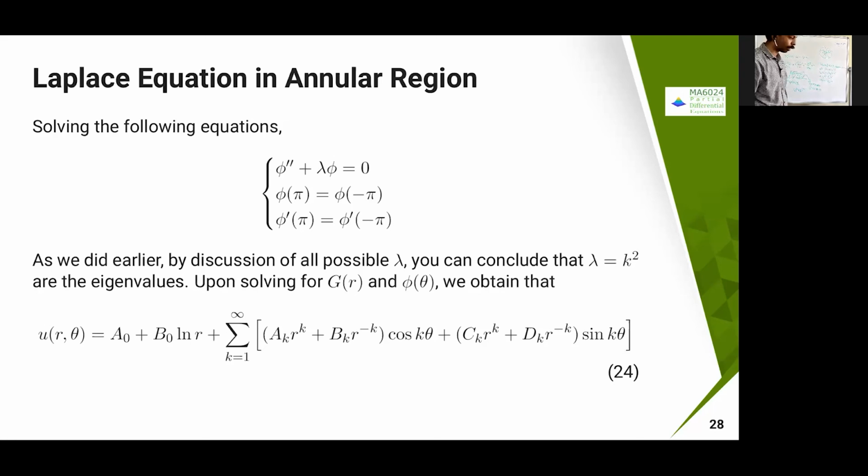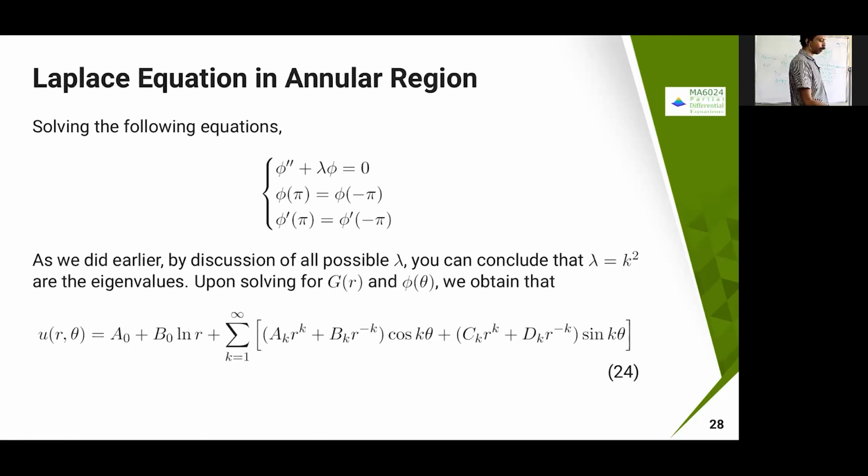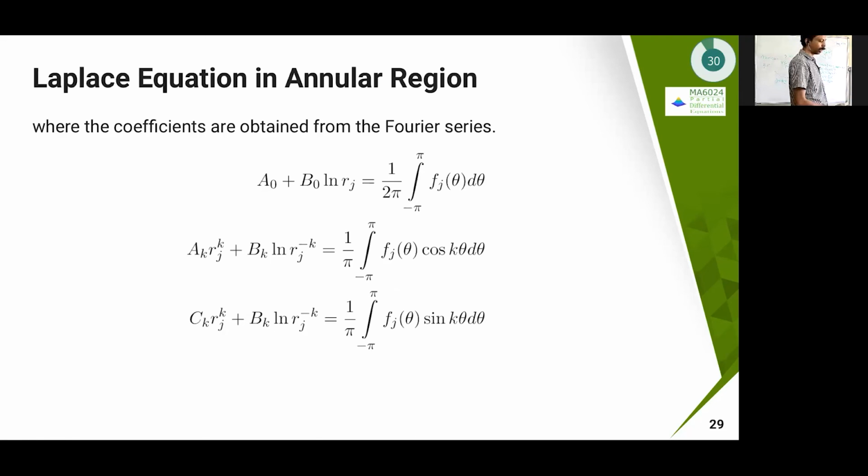So from that you can claim that you are going to get the answer as a_k r power k plus b_k r power minus k, etc., once you apply the product. Here once again you can use the Fourier series logic, where a naught plus b naught ln r_j becomes 1 by 2π times the integral with f1 of theta. If you multiply by f1 of r comma theta on both sides and then integrate, you are going to get f_j of theta, etc. Similarly for the other. So this is the general idea for solving the angular region.